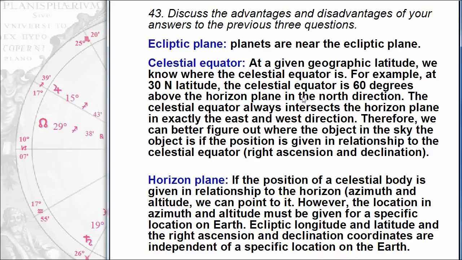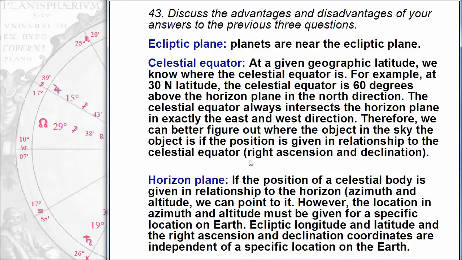Now, all these things have names. The measurement along the ecliptic plane is sometimes just called ecliptic longitude and latitude. Astrologers often call it zodiac longitude and latitude. The measurement along the celestial equator has odd-sounding names. It's called the right ascension and declination.